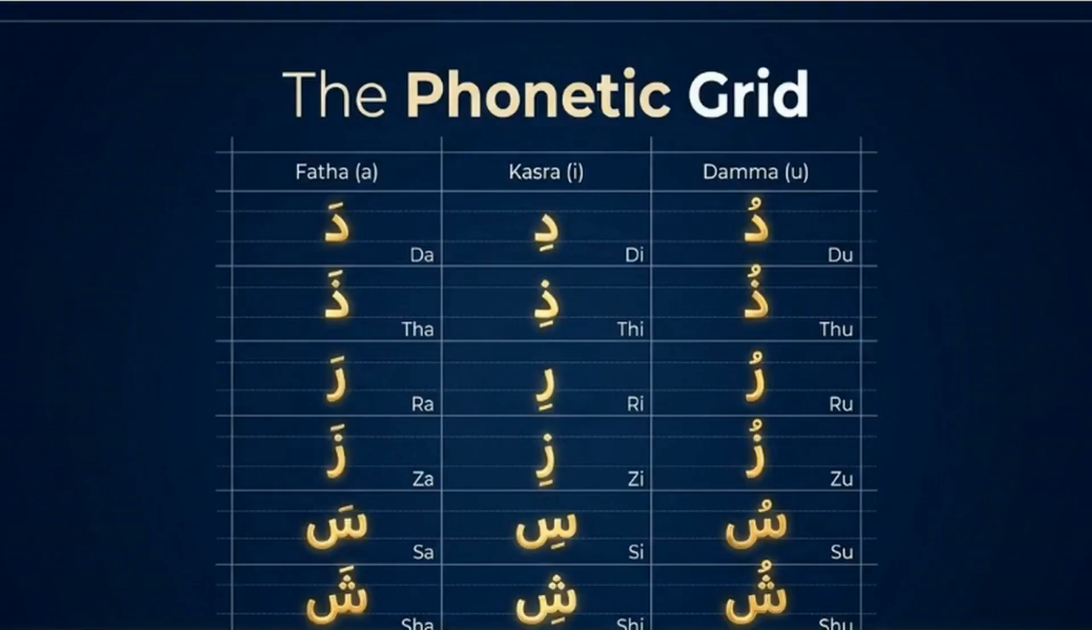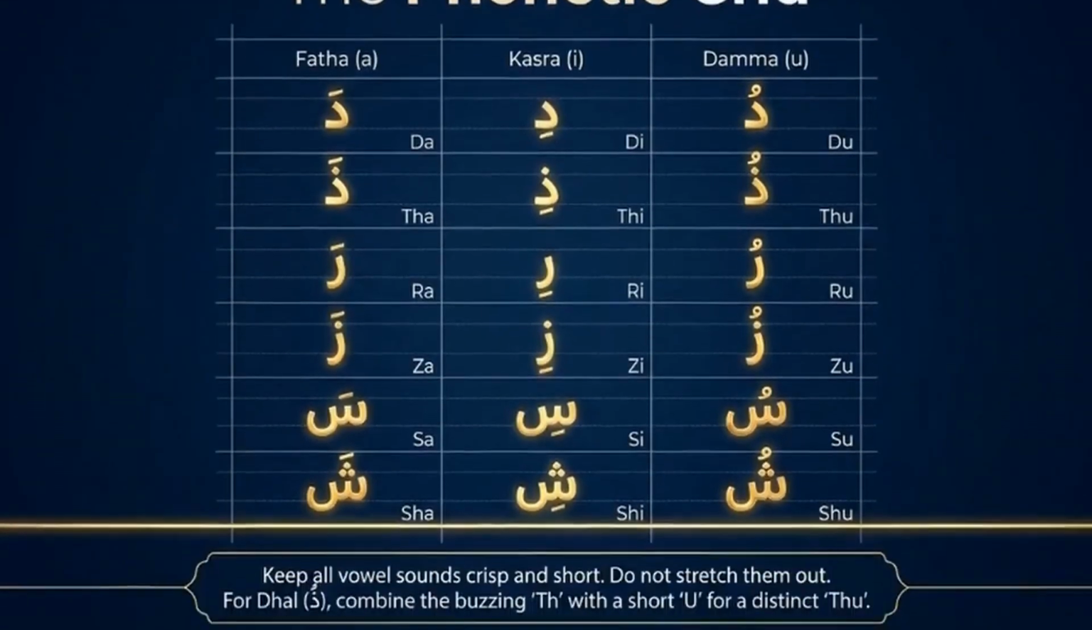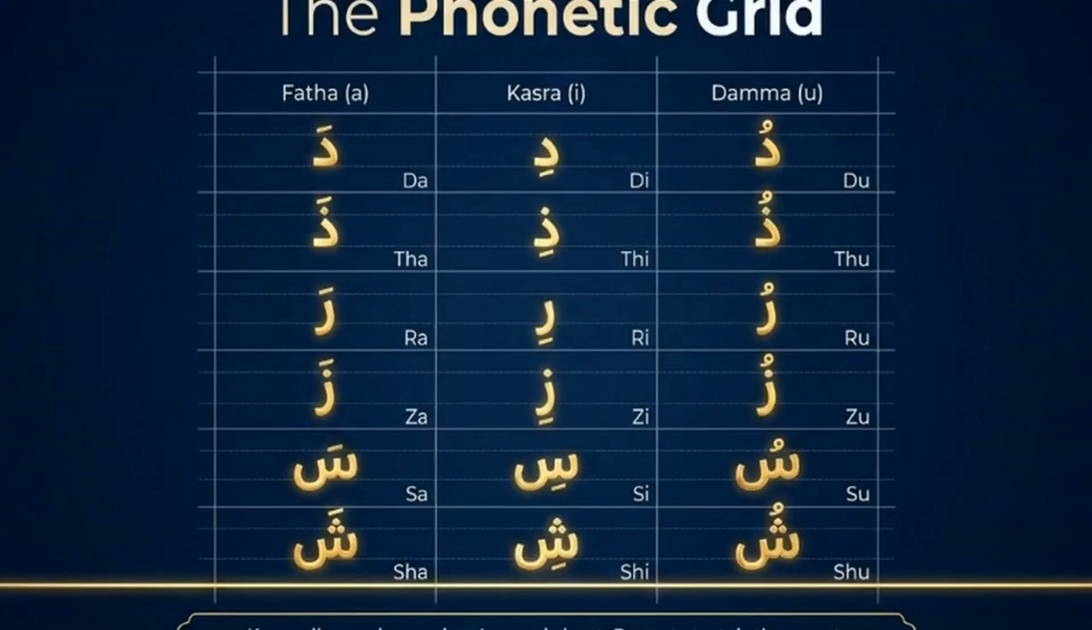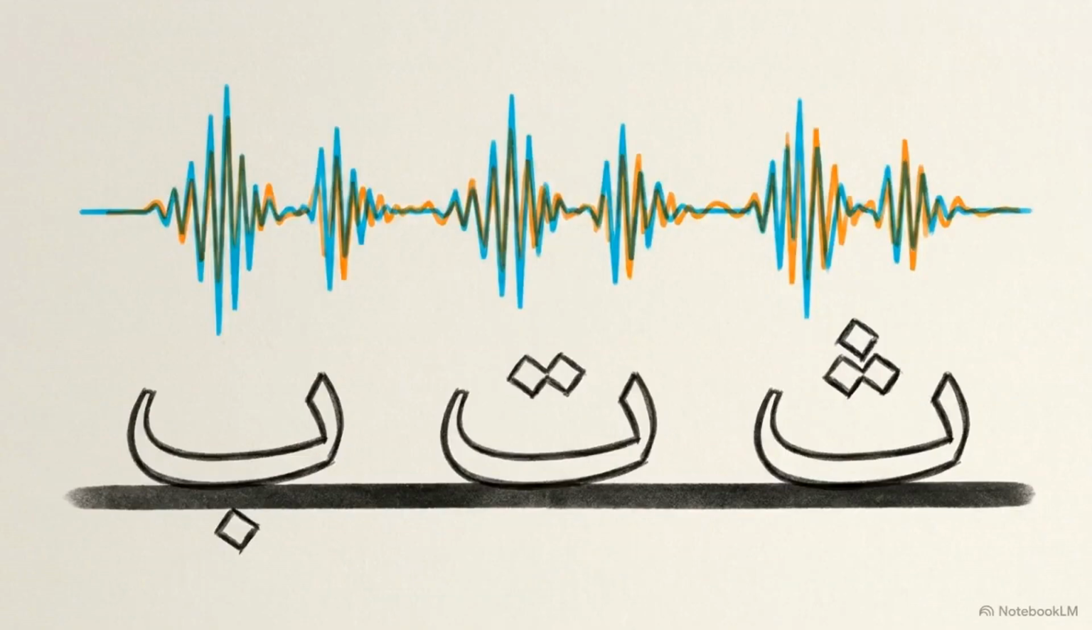This phonetic grid combines our 6 new letters with each short vowel. As we read through these, keep the vowel sounds crisp and short. Do not stretch them out. For dal, it is da, di, du. For Sheen, we read sha, shi, shu. Nailing these precise microsounds takes practice. Mastering this rhythm unlocks a natural, effortless reading flow.